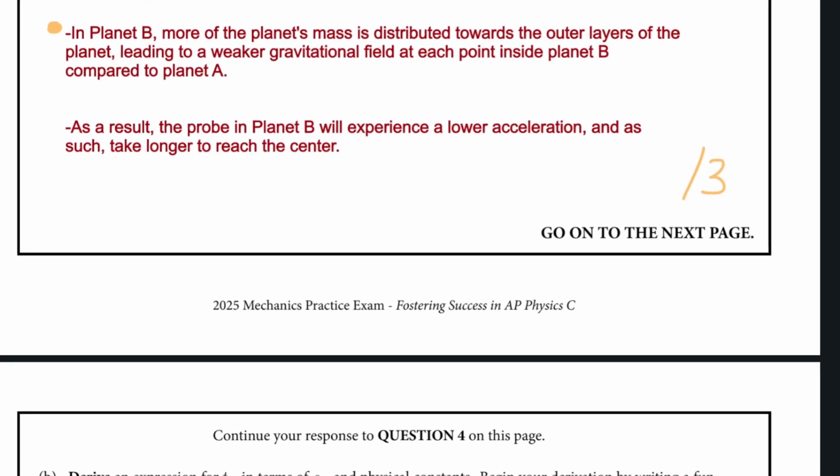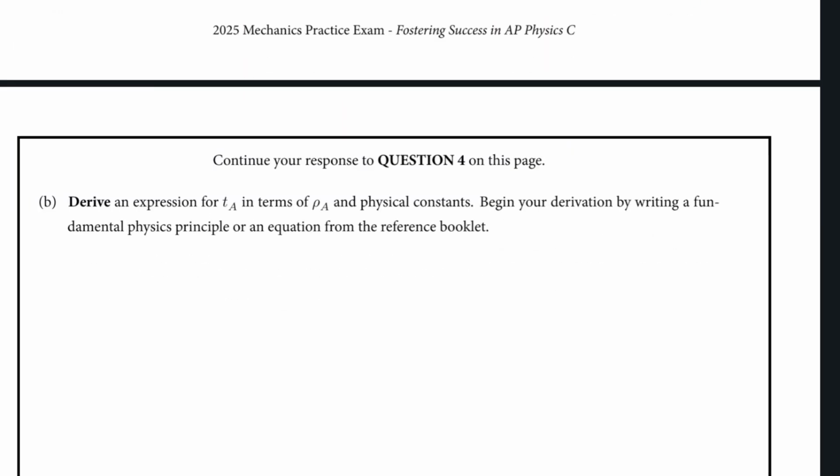So now we're going to derive an expression for TA. Luckily, that's the one. I don't really know if we actually can find an expression for TB. I haven't thought about it too hard. But something really nice happens that makes TA possible to calculate. And interestingly, the expression TA can only be written in terms of rho A. So we want the time it takes to reach the center of the uniform mass density planet.